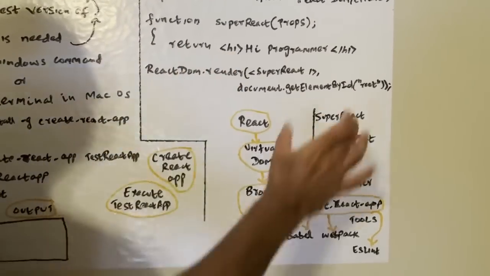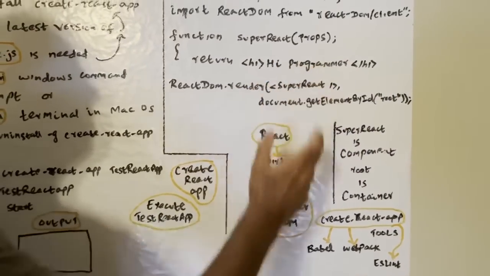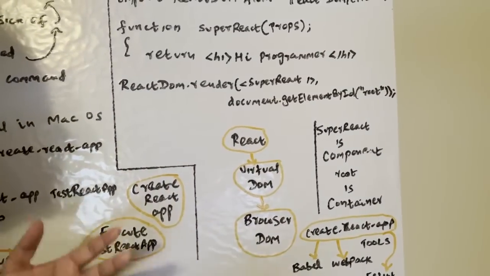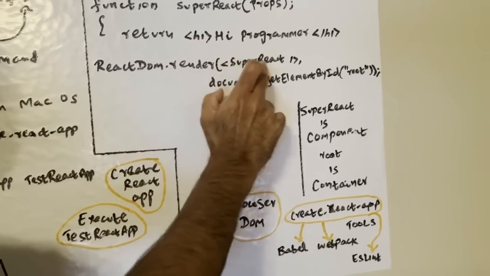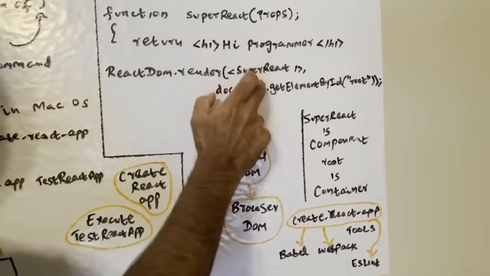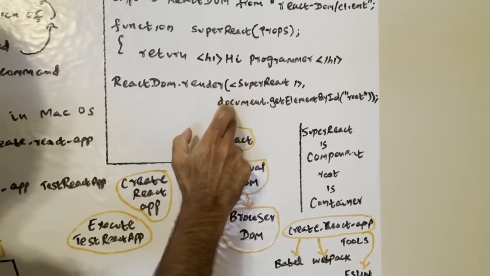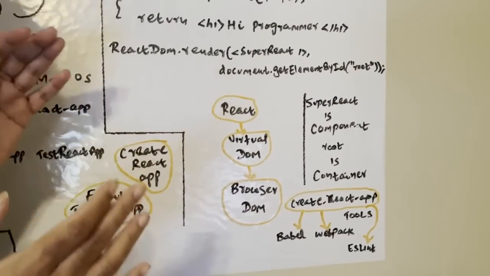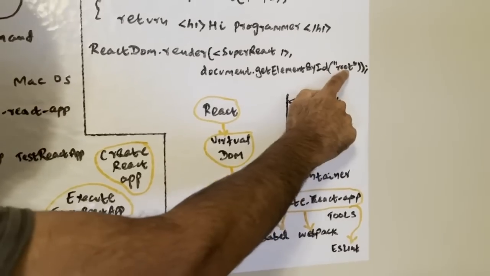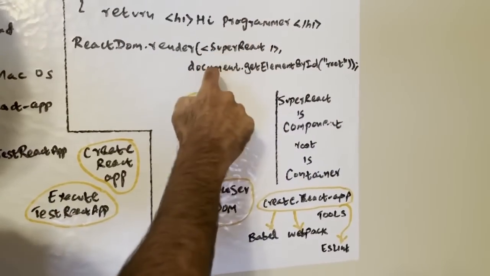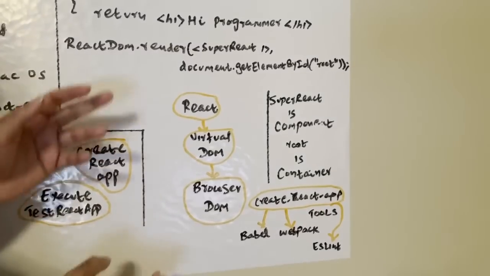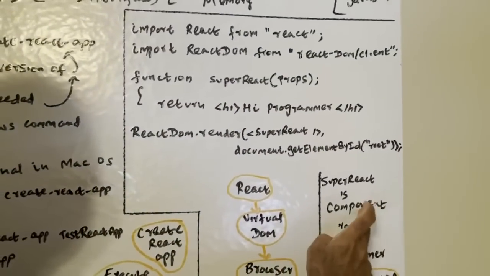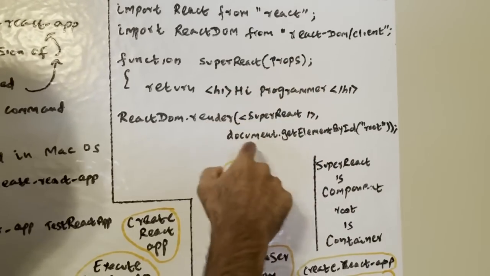Okay, let's come back here. Return, this is the header tag. Remember the HTML tag? Hi programmer, that's the message. So ReactDOM.render. What does render mean? To give. SuperReact is the name, see the name here. It says invoke document.getElementById React. So whatever you put in the HTML file for the React document, it will get executed here. This is internally what happens. When I say SuperReact, what is SuperReact? It's a component.